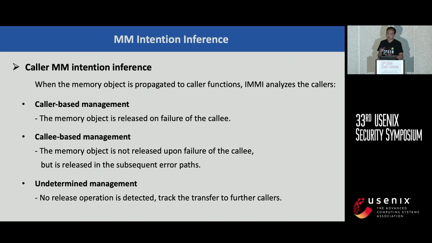Besides the callee inference, we also have caller inference. For those memory objects that are propagated to some caller function, we will infer the caller's intention for this memory object. So if the object is released upon the failure of the host function, it's caller-based management. If the object is released in the subsequent error paths, then it's callee-based. If the caller function simply returns the error code of the host function, we will track into the caller's caller.